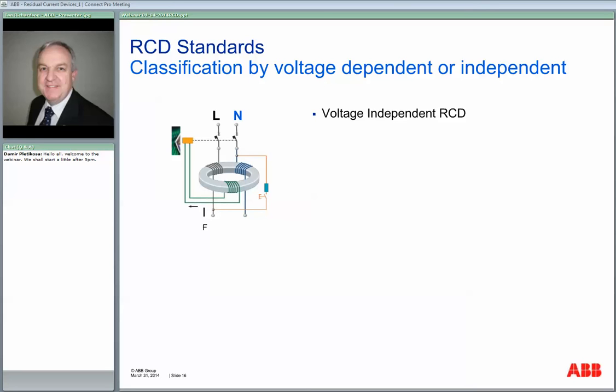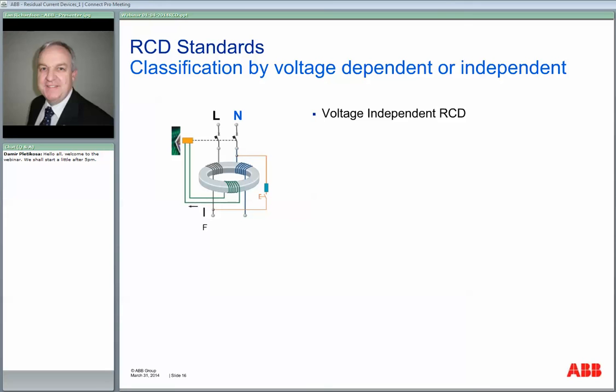With a voltage independent RCD, it's deriving its operating voltage from the supply itself. Here is a bit of a block diagram of the RCD with its toroid. The line goes through the toroid, potentially with some windings around that. The neutral comes back through the toroid again. If the line current and the neutral current are exactly the same, the toroid is magnetically in balance and there is no magnetic field generated.